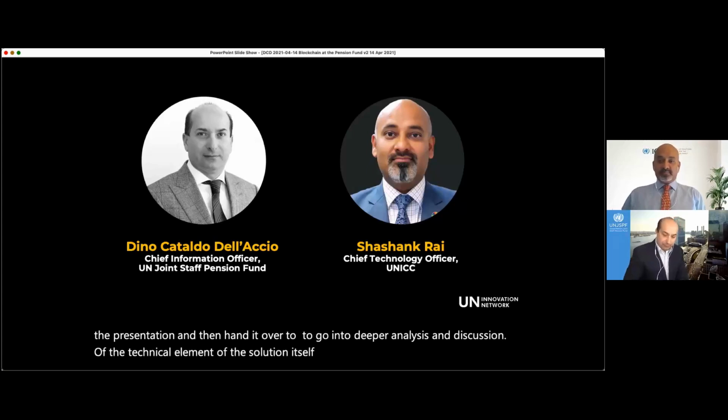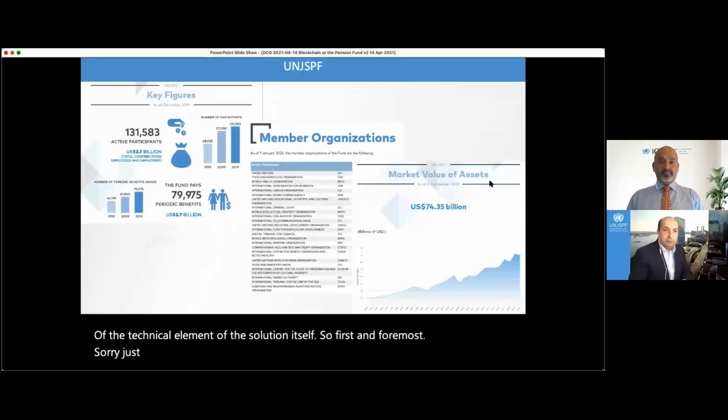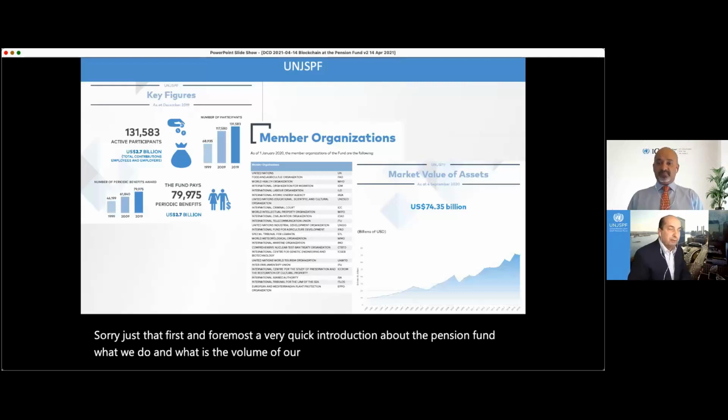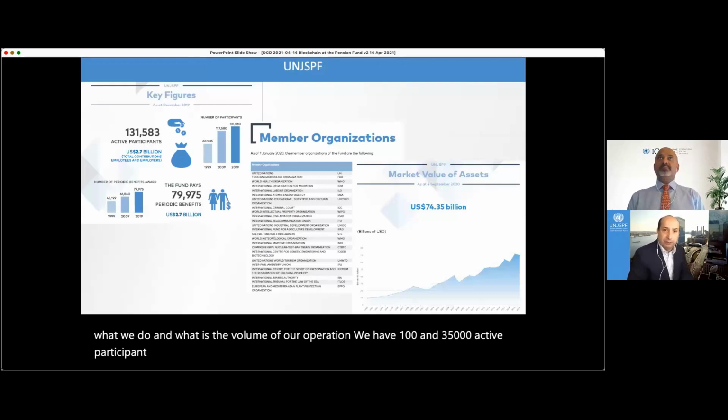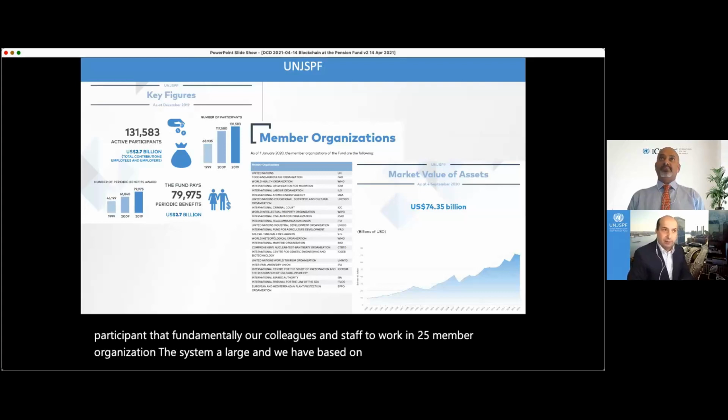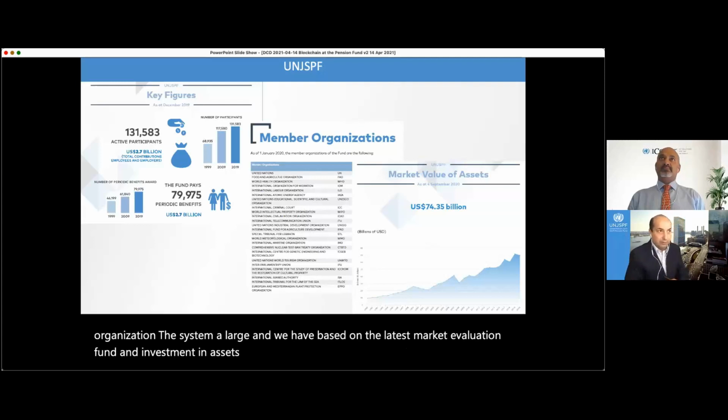First and foremost, a very quick introduction about the pension fund, what we do and what is the volume of our operation. We have 135,000 active participants, fundamentally our colleagues and staff that work in 25 member organizations, the UN system at large. And based on the latest market evaluation, we have funds invested in assets of $74 billion.